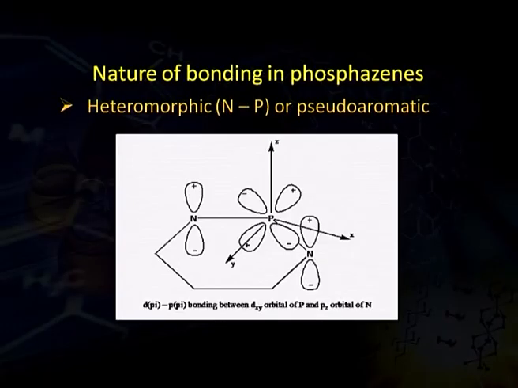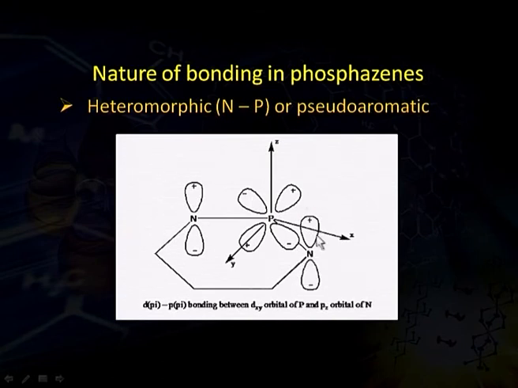Pseudo aromatic because in case of aromatic compounds, that is the carbon compounds, the pi bonding is between the p orbitals. So, we have p pi bonding. Here we have the pi bonding between the electron present in the d orbital of phosphorus and the second electron present on the p orbital of nitrogen. So, we have d pi p pi bond. This is the structure for the heteromorphic or pseudo aromatic d pi p pi bonding.